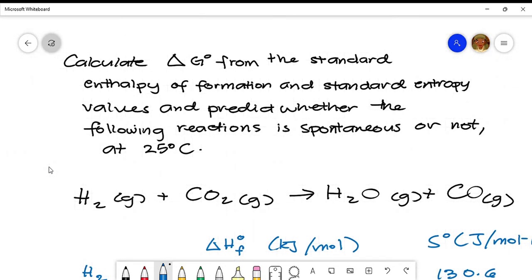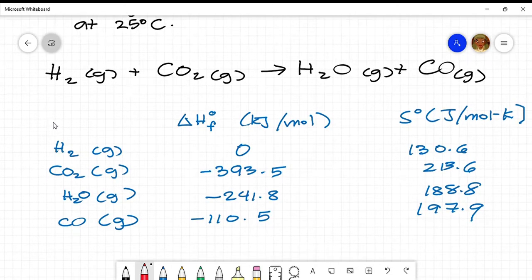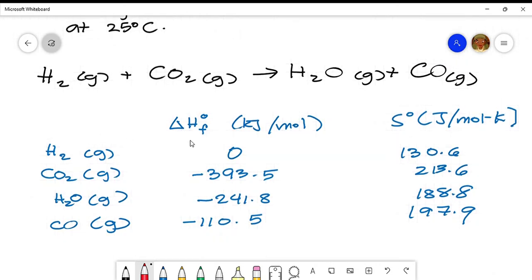It says, calculate the standard change of Gibbs free energy from the standard enthalpy of formation and standard entropy values, and predict whether the following reaction is spontaneous or not at 25 degrees Celsius. So we have this chemical equation here.